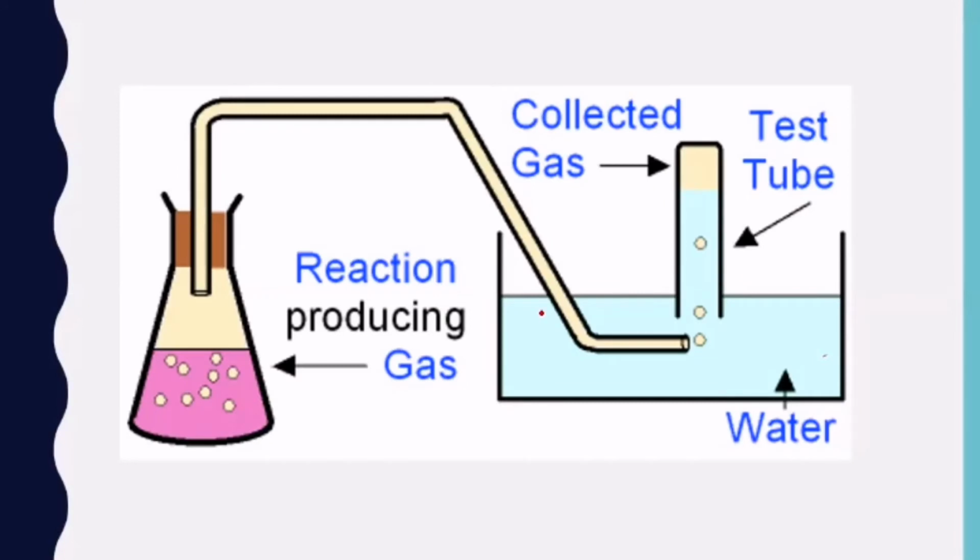This is the illustration of the water displacement method. We have a conical flask, with the reaction producing gas inside the conical flask. We have a delivery tube, water, and also the test tube inside the water. From the question we have read, this is the decomposition reaction of potassium chlorate, which produces potassium chloride and oxygen gas.